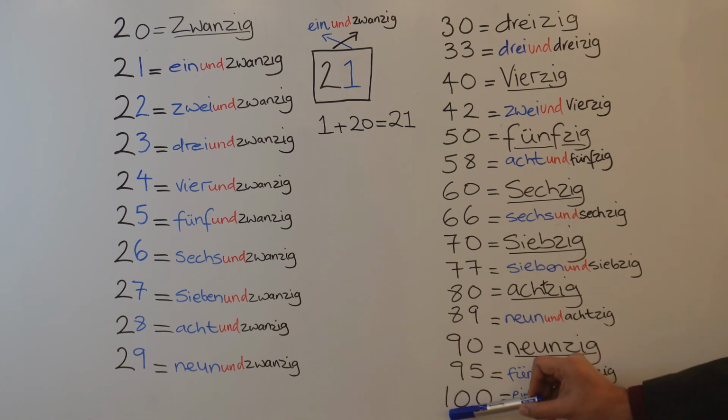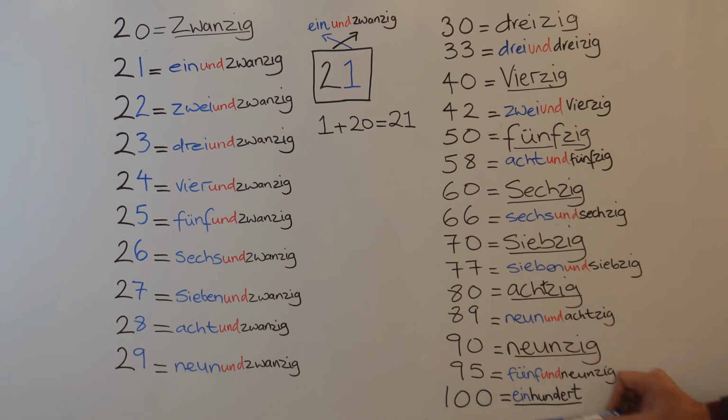100. This is 1 and that is said as ein. So you say 100.